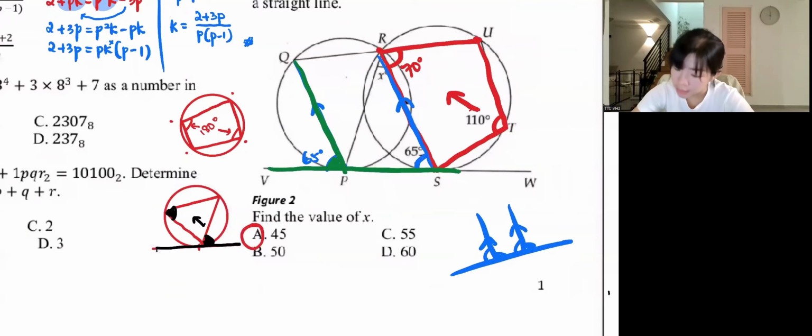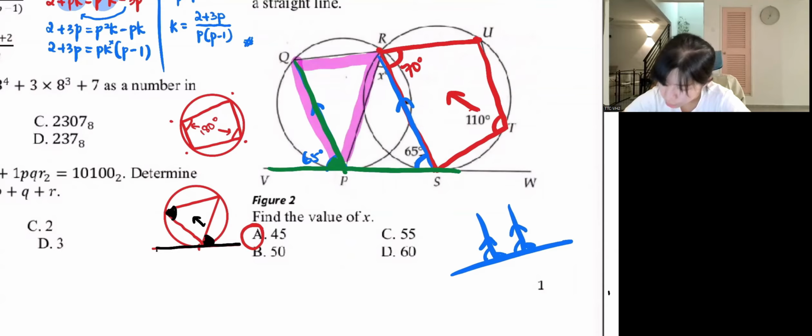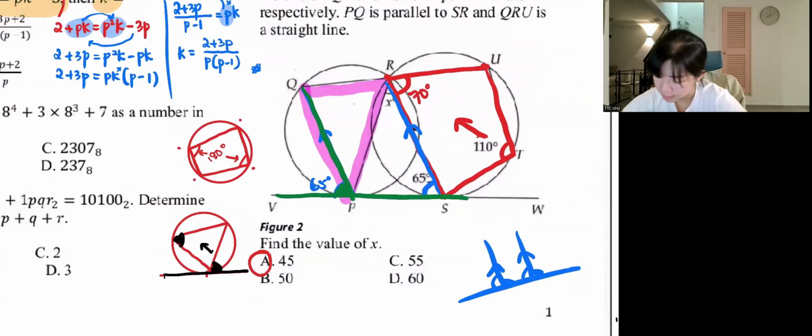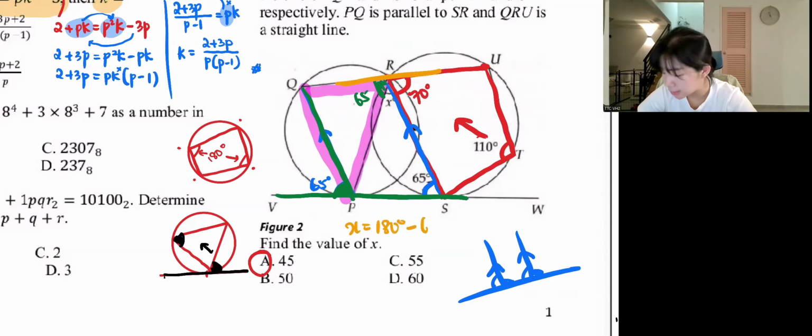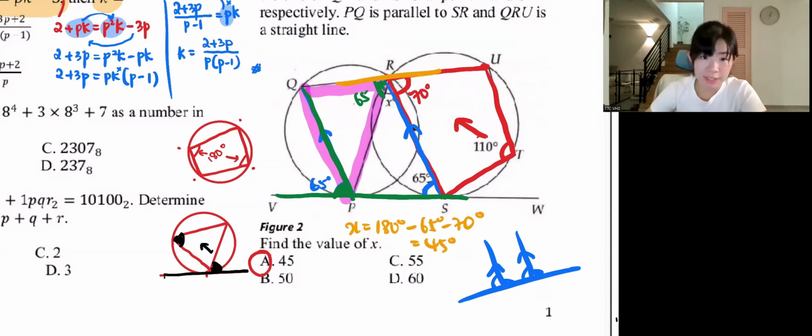We need a triangle. So the triangle will be 1, 2, 3. All right, 1, 2, 3. So this 65 opposite, this is also 65. So if I know this is 65, here straight line, what? So I can find X already. X is 180 minus 65 minus 70, so the answer is 45. I'm not sure if you're using this method to get 45. It can be a different method.